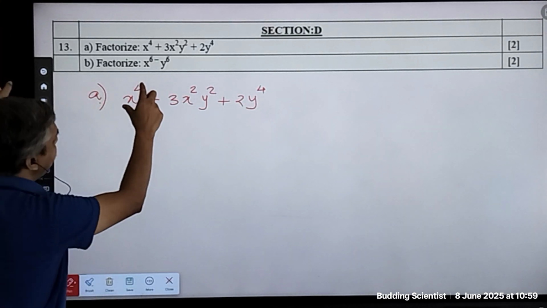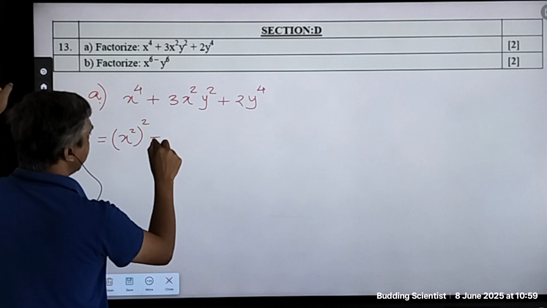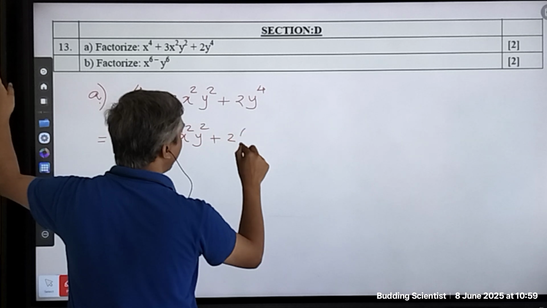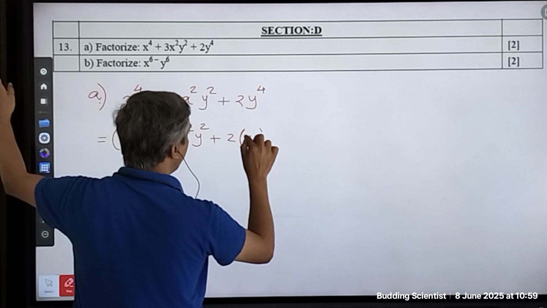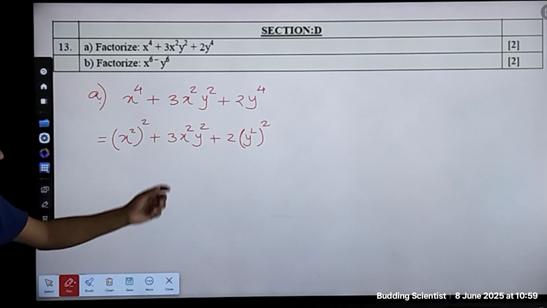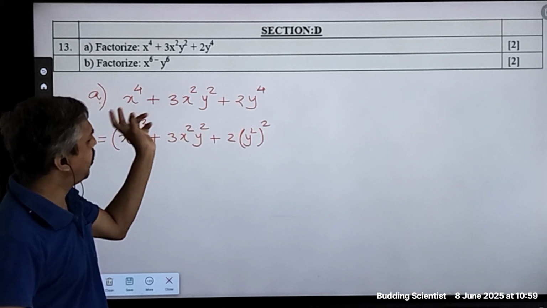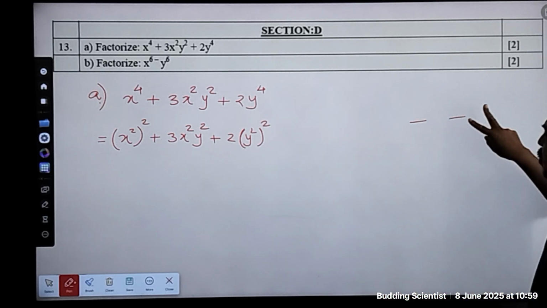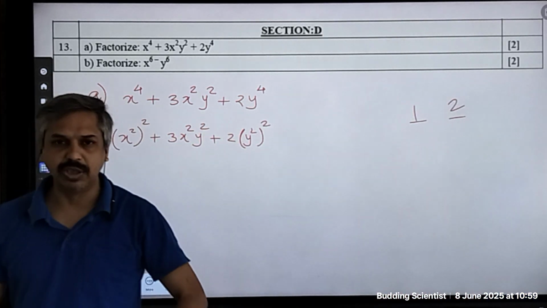Now to factorize, we have to identify: this is equal to (x square) the whole square plus 3x square y square plus 2 into (y square) the whole square. Now what about this 3? Only check the coefficient. The coefficient here is 1, and the coefficient here is 2. So 1 into 2 is 2. We are searching for two numbers whose multiplication is 2 but the addition is 3. 1 into 2 is 2, but 1 plus 2 is 3.